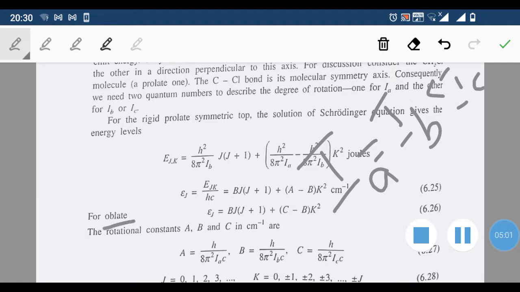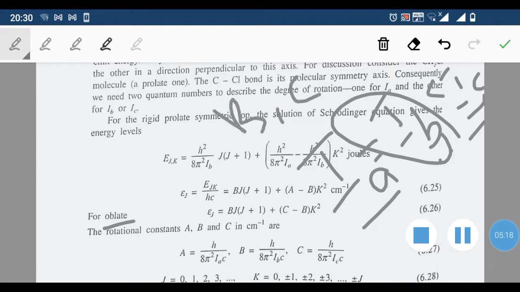So here we can take either IA, and here we have two different types. IA and IB both are equal, so for that we can take IB. Usually we will take IB from this, and IC is different from both of these. So we will have the constants B and C in this case. In the first case we have the constants A and B, and in the second case we have the rotational constants B and C here.